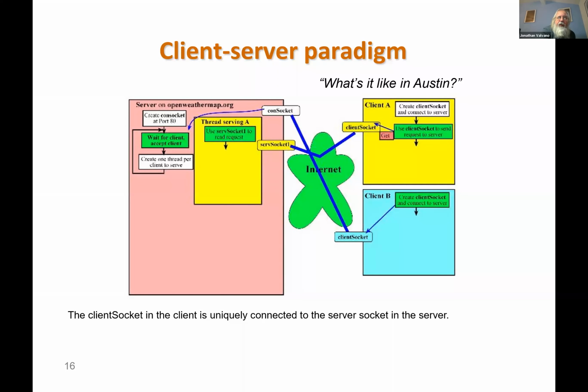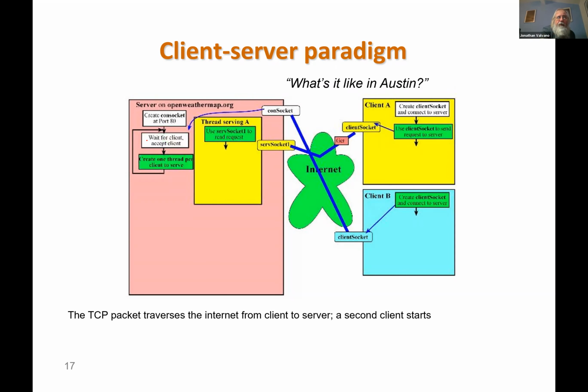Hey, you can see the little red GET right here is the, hey, what's the weather in Austin? And down here in B, its request for connection is showing up a little bit after A. And so it will create a thread for B. And now this GET response is traversing the internet.